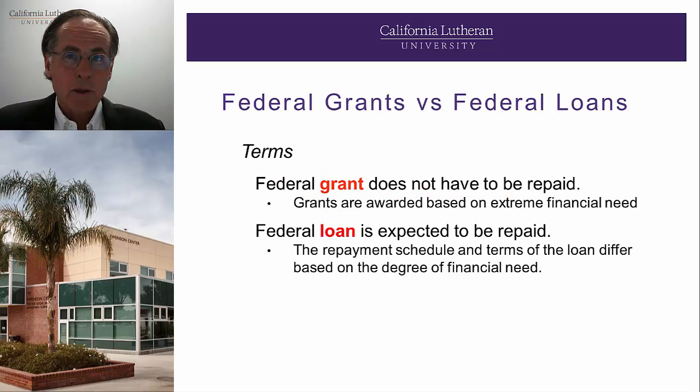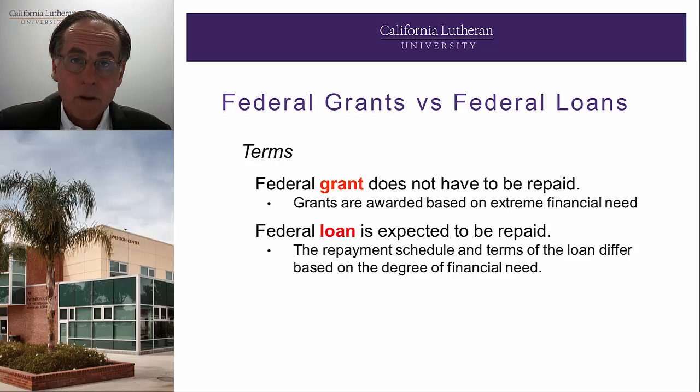Two major categories of federal aid are grants and loans. Grants are forms of federal assistance that do not have to be repaid. They are awarded based on extreme financial need. On the other hand, federal loans are expected to be repaid. The repayment schedules and terms of the loans differ based on the degree of financial need. Let's take a look at different types of federal grants and loans.